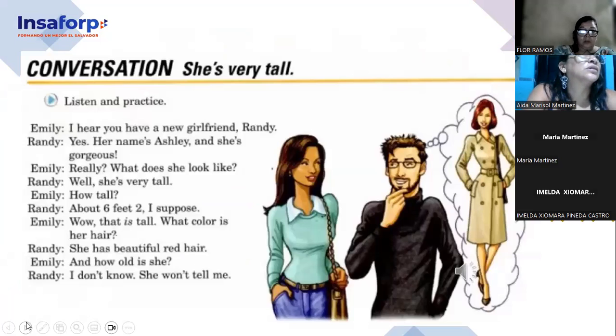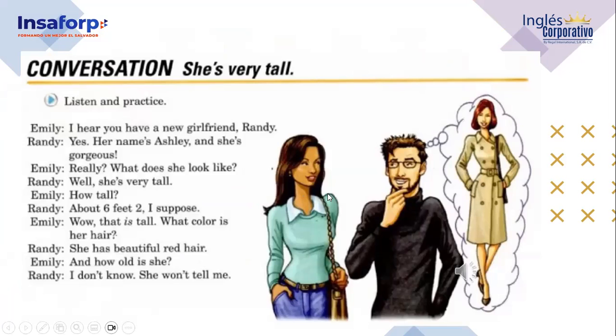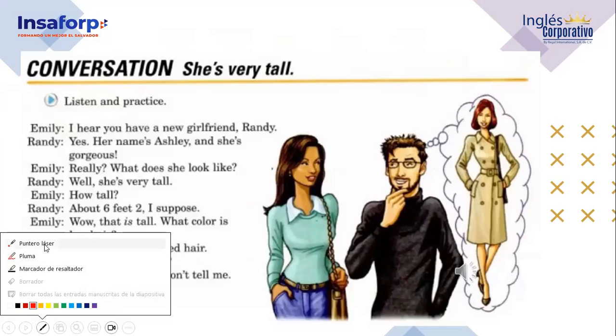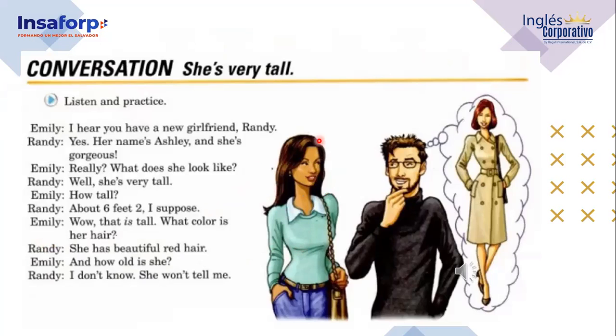So look at this small conversation. She is very tall. And look at the picture. She is very tall. How can we describe this girl? The girl in light sweater and blue jeans. Is she beautiful? Yes, she is. Okay, look at her. Is she beautiful? How is her hair? ¿Cómo es su cabello? She has a straight long hair. Long hair. Okay. She has a straight brown hair. Okay, nice.